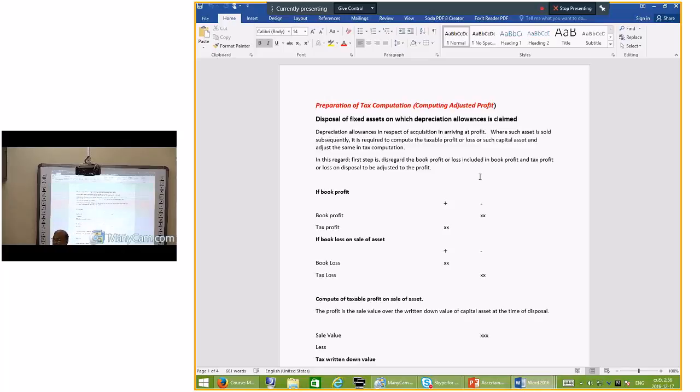Now we learned that when we compute the profit from trade, depreciation is not allowed, but capital allowance is allowed. In the normal course of business, at times new assets are purchased and old assets are disposed of. According to normal commercial accountancy practice, when they dispose of an item, they compute the book profit on the disposal of fixed assets.